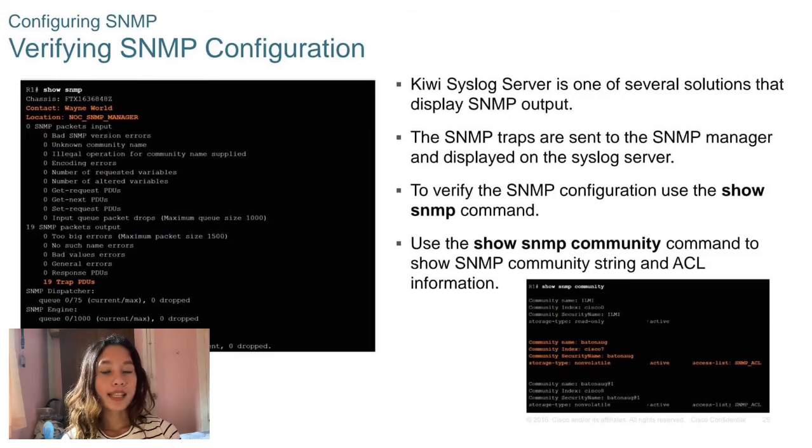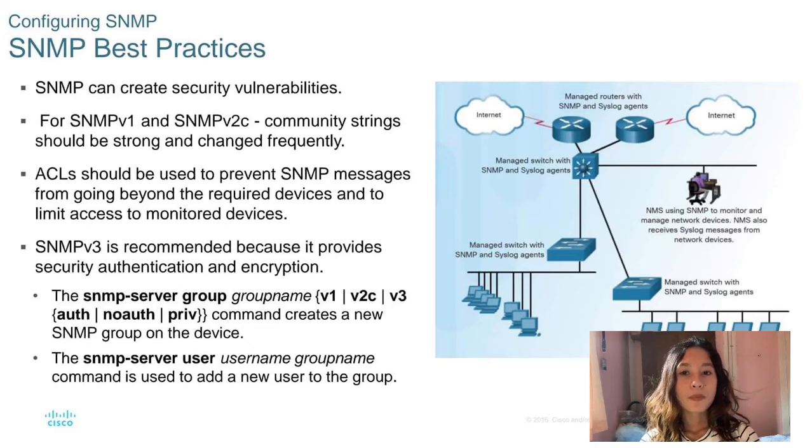Another configuring SNMP step is verifying the SNMP configuration. SNMP best practices: SNMP can create security vulnerabilities. For SNMP v1 and SNMP v2c, community strings should be strong and changed frequently. ACLs should be used to prevent SNMP messages from going beyond the required devices and to limit access to monitored devices. SNMP v3 is recommended because it provides security, authentication and encryption.